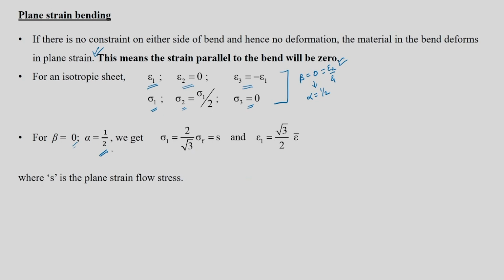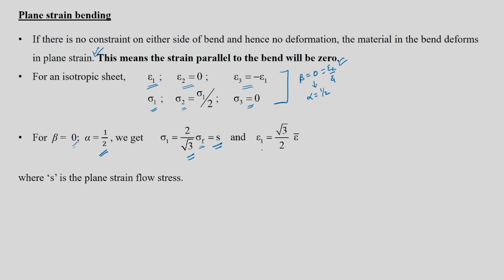So, in that, if you put alpha is equal to half, then you will get sigma 1 is equal to 2 by square root of 3 into sigma f, which is nothing but my plane strain flow stress, which I am going to call S. Okay. So, suppose I am deforming a material in plane strain instead of uniaxial, then that can be related to my uniaxial flow stress by 2 by square root of 3 into sigma f, which is my plane strain flow stress.